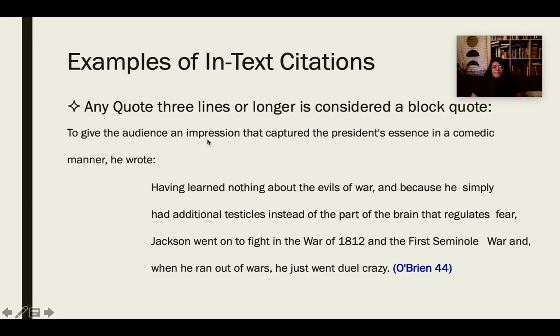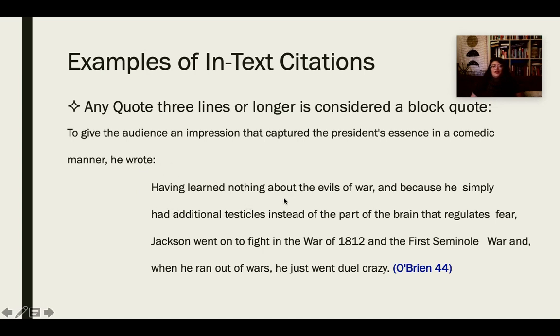Okay? So, having learned nothing about the evils of war, and because he simply had additional testicles instead of the parts of the brain that regulates fear, Jackson went on to fight in the War of 1812, the First Seminole War, and when he ran out of wars, he just went plain crazy. I love this quote. All right? So I put a colon and then enter.